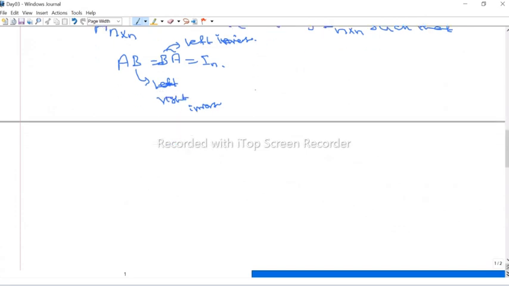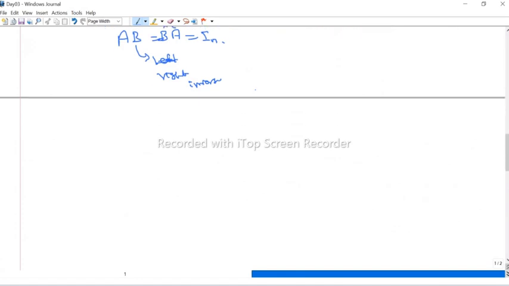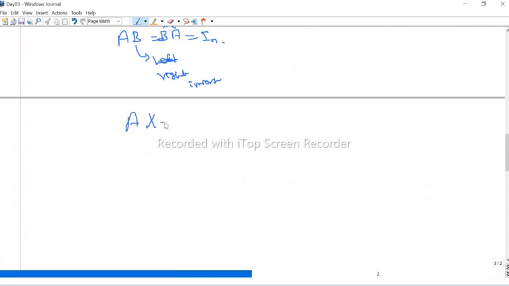Okay. So suppose a matrix is invertible. Suppose we have a system of equations. Suppose we have a system of homogeneous equations, that is Ax equals 0. In this case, suppose we consider the homogeneous equation and suppose A is invertible.